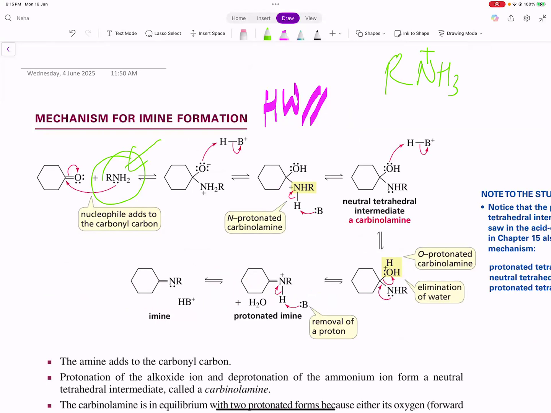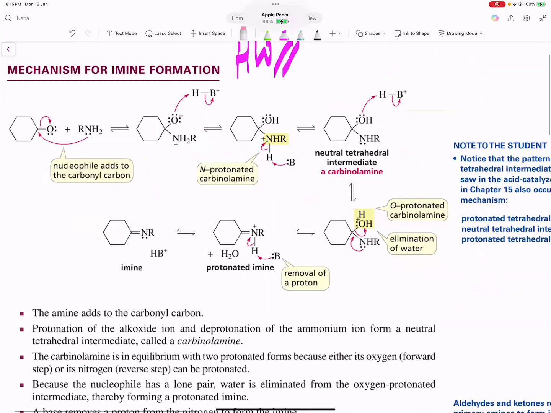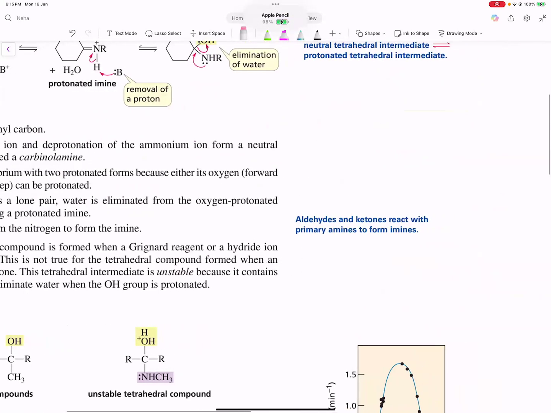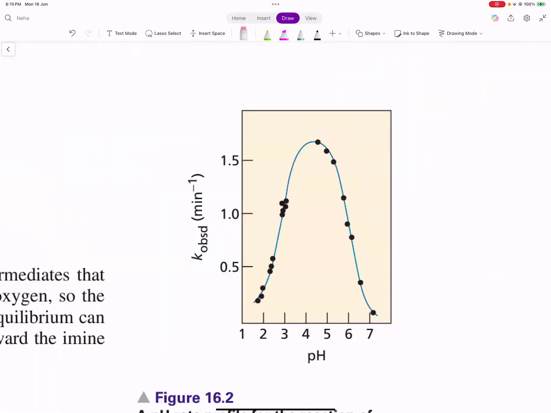If we are using strongly acidic conditions, RNH2 is a base, right? Amines are bases, so the nitrogen will immediately react with H plus and this will become this. Now it cannot act as a nucleophile because there is no more lone pair left. That's why only trace acid. So this is the pH rate profile. If the pH is very low, meaning the conditions are very acidic, then obviously the rate will fall, because the nucleophile is not there to react. So trace acid, as in any weak acid, will work.